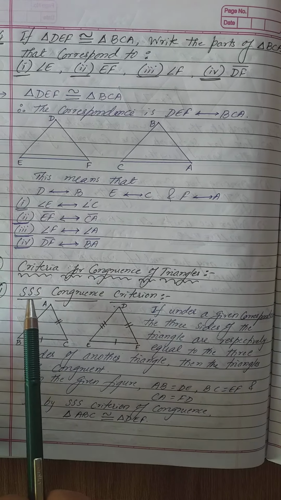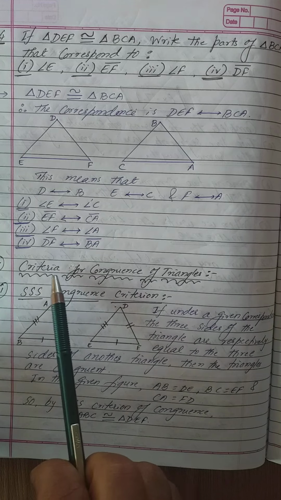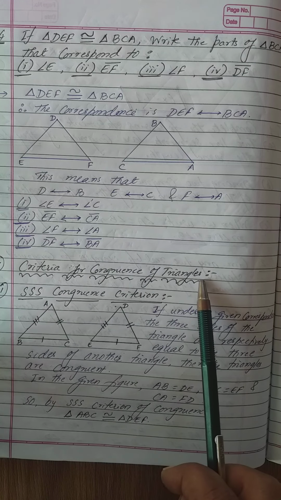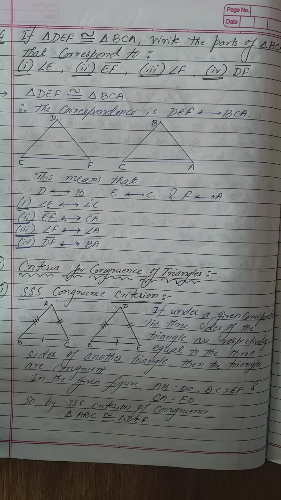Now, moving ahead with the theoretical part, criteria for congruence of triangles. So there are 4 different criteria.